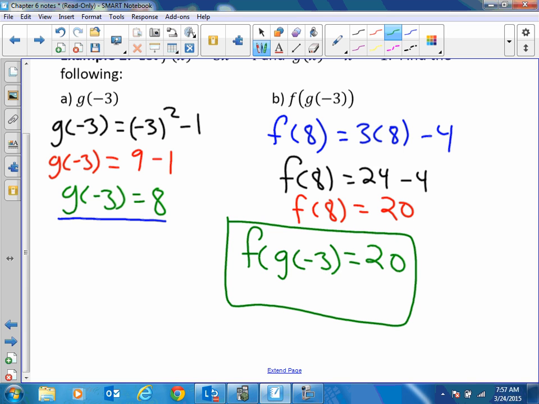Okay? That might take some practice. But the main fact you have to have is g of -3 equals 8. Then I'm doing f of, instead of f of x, now I'm doing f of g of -3, which I already know is 8. So I just replace the x with 8.